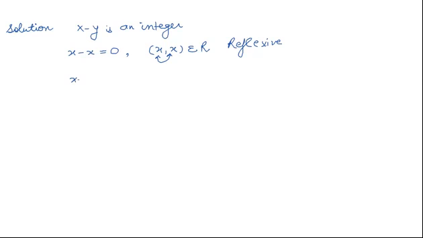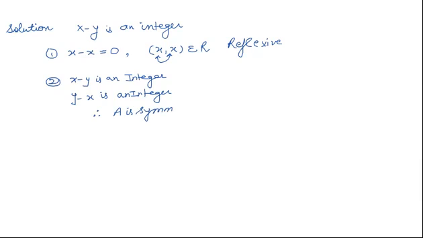Now, if x minus y is an integer, then from number theory we know that y minus x is also an integer. So by this we can say that A is symmetric. Therefore A is a symmetric relation.